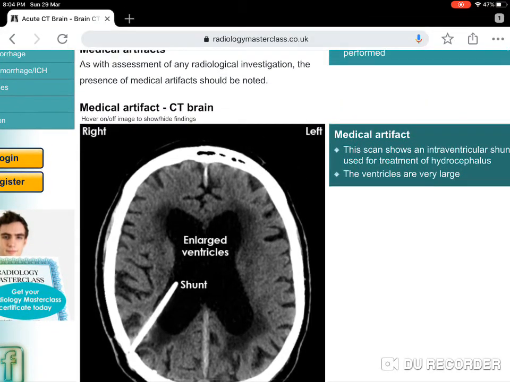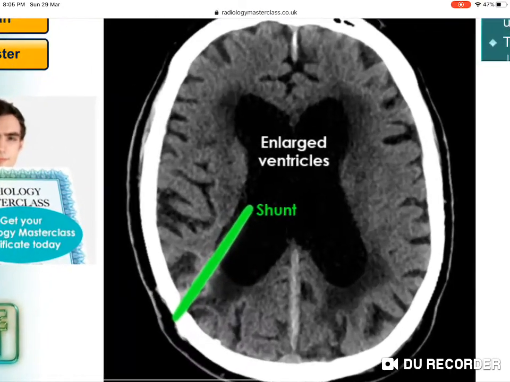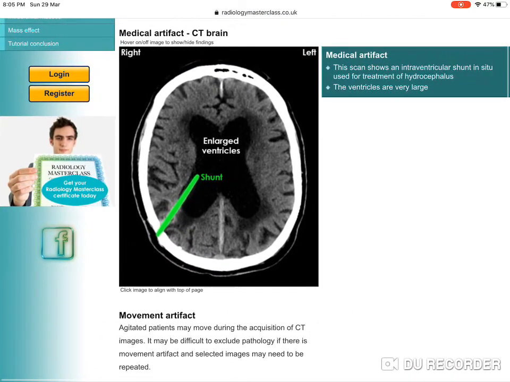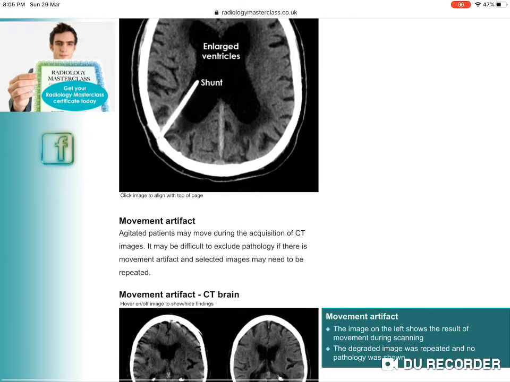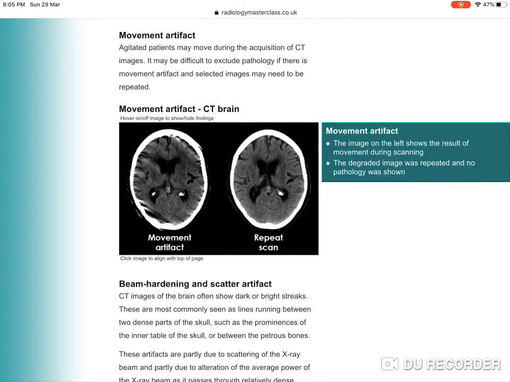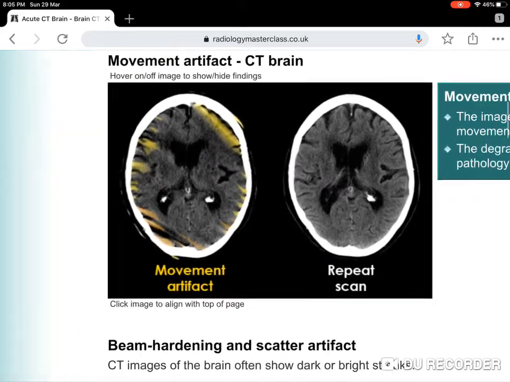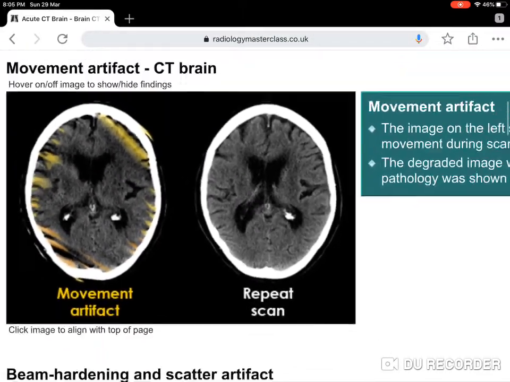This scan shows an intraventricular shunt used for treatment of hydrocephalus. The ventricles are very large. The image on the left shows the result of movement during scanning, and the degraded image was repeated and no pathology was shown. Movement artifact and the repeat scan.